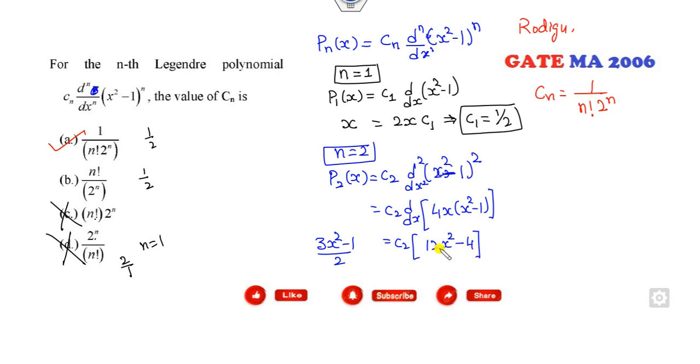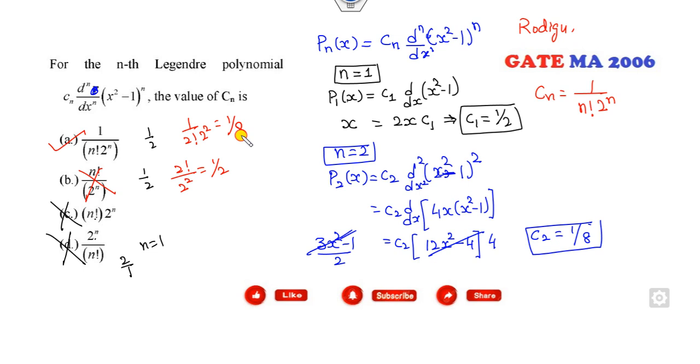I can take 4 as common, so it will be cancelled out. So C2 is 1 over 8. Now you can see when I take n equal to 2, it is 1 over 2 square times 2 factorial. It is 1 over 8, my A is the correct answer. Always choose a particular value of n. You can solve it as per your convenience.